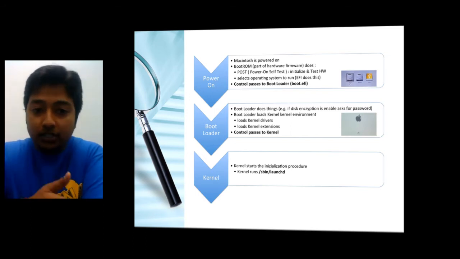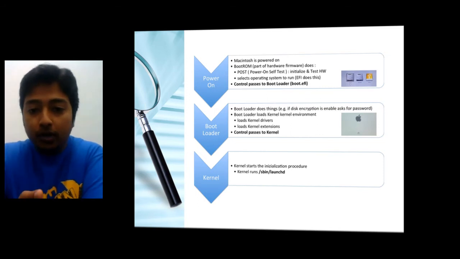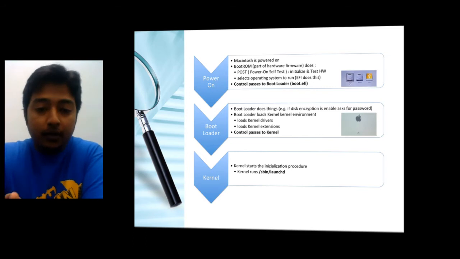After the successful initialization of the power on self test, it will give control to the bootloader. The bootloader does two things. If the disk has been encrypted, then it will ask for the password for the encrypted disk. Otherwise, it will load the kernel environment.